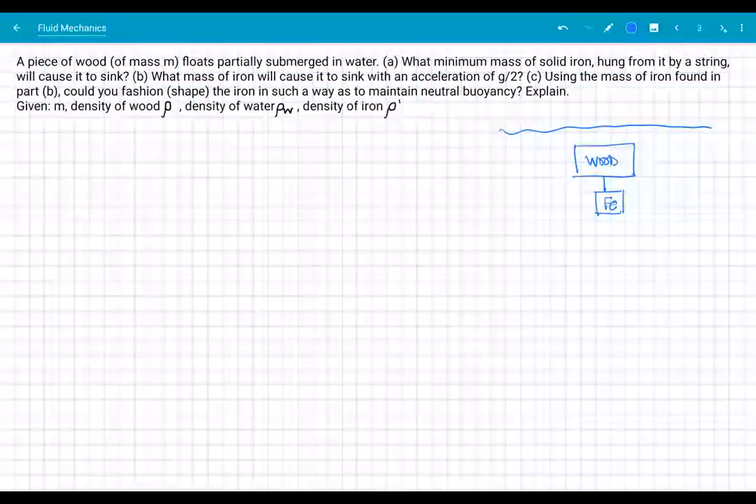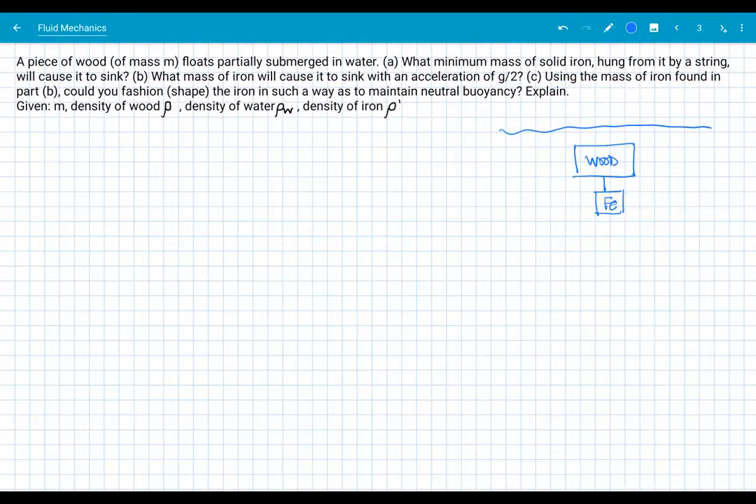And they just want to know, if the iron is solid here, what mass do I need there in order to make sure the wood is totally submerged. So this is the situation I have. And nobody's asking me about the tension in the string or anything about the internal force between these two in this particular problem. So I'm going to consider these as a system.